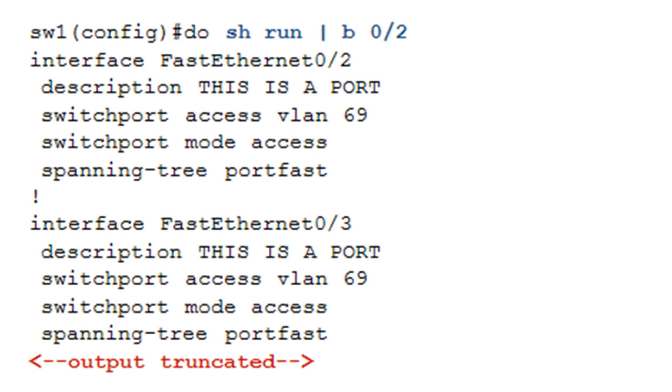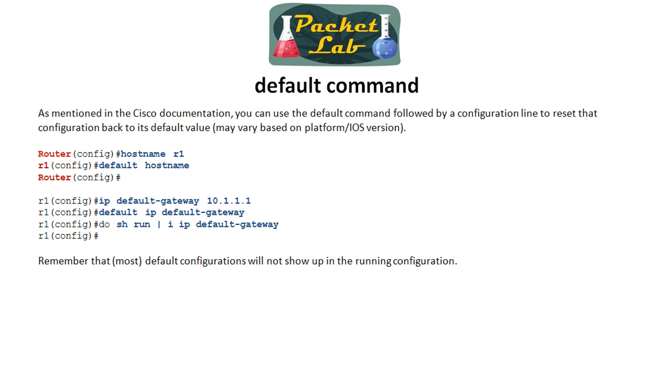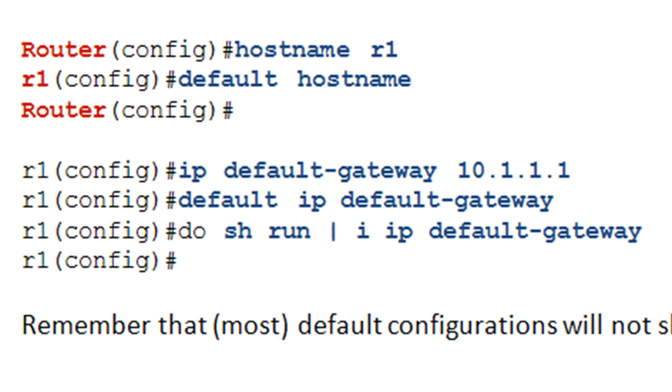So that's another bonus with this. All right, and it is mentioned in the usage guidelines, you can use a default command and not use it with an interface. You can use it with most configuration lines. So in this case, we're on a router and we have the default host name of router. So we set the host name. We're like, okay, host name R1.